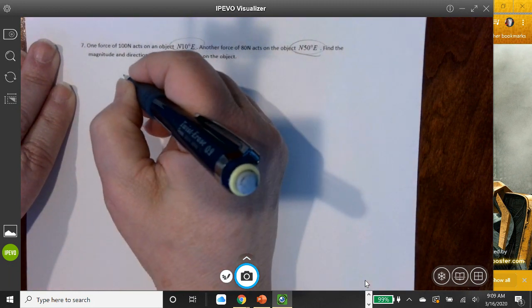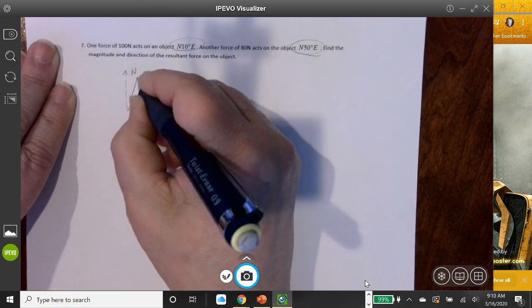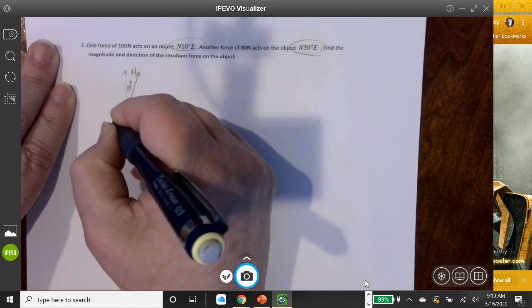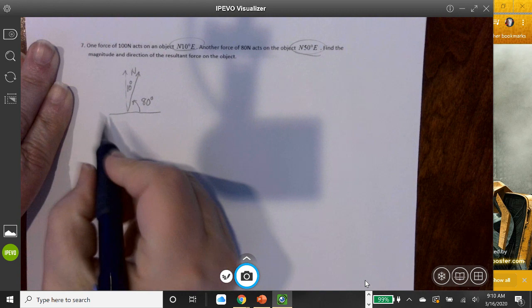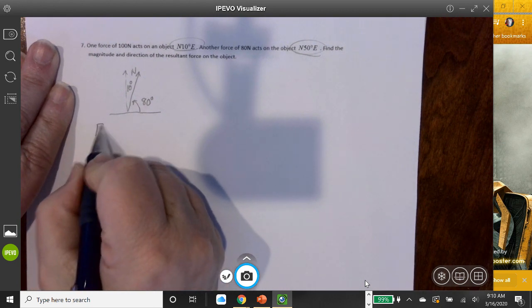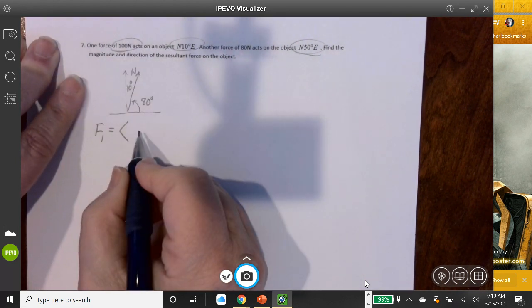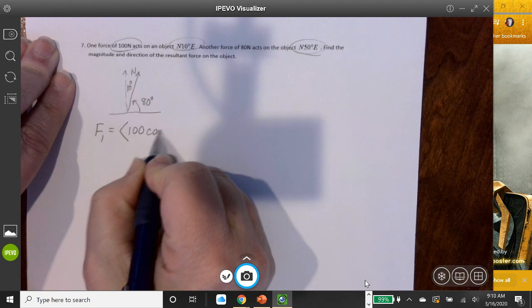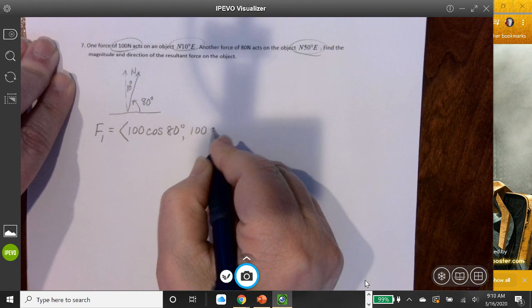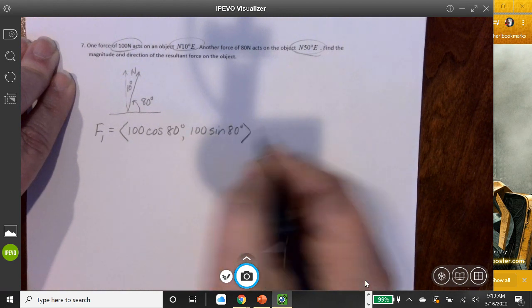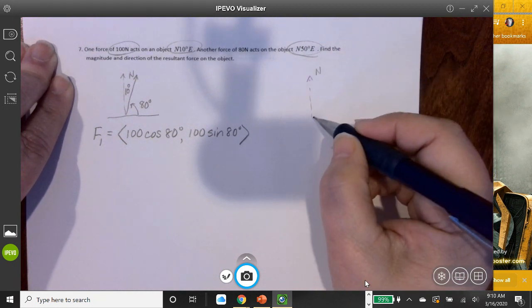So I'm going to draw a really quick picture. Here's north. And 10 degrees east of north means this is 10 degrees. So my angle with the horizontal is 80 degrees. Very nice. So I'm going to call this force 1. Its component form is going to be its magnitude, which they told us was 100 newtons. So it's going to be 100 times the cosine of 80 degrees, and then 100 times the sine of 80 degrees.